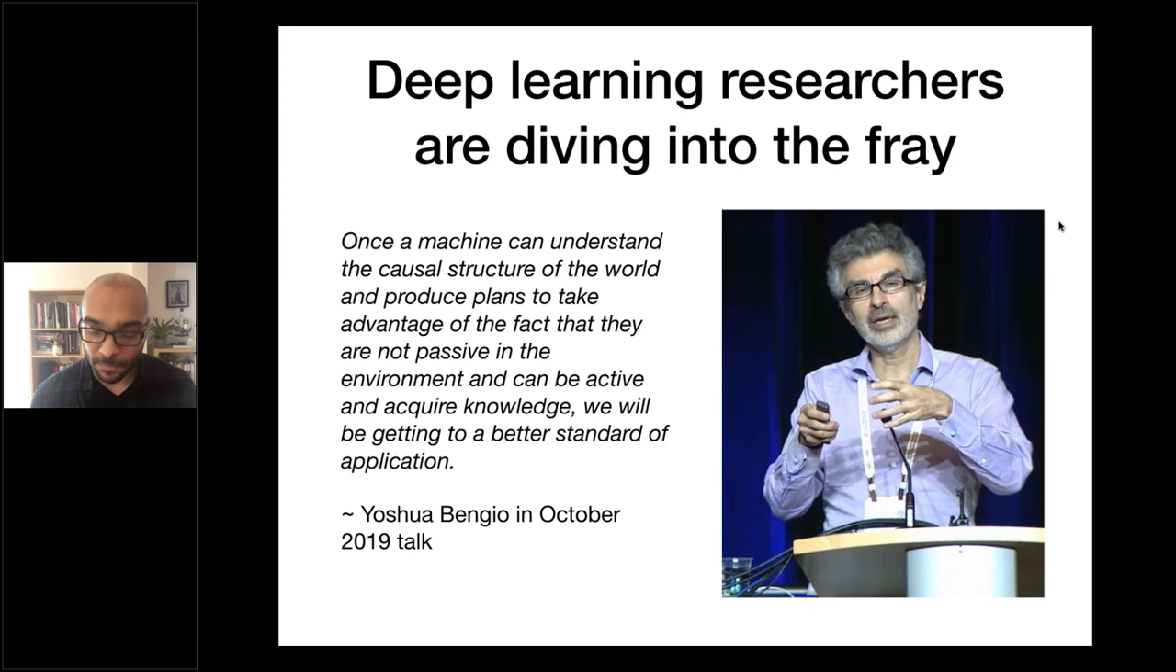Yoshua Bengio, a luminary in deep learning, has recently said in talks that once a machine can understand the causal structure of the world and produce plans to take advantage of the fact that they are not passive in the environment and can be active and acquire knowledge, we will be getting to a better standard of application. So he's talking about agent models there, but in his recent keynote at NeurIPS, he also talks about causality in terms of hierarchical, high-level abstractions in neural network models. So being able to have those things be causal in nature and be composable, so that you can transfer them across problems.